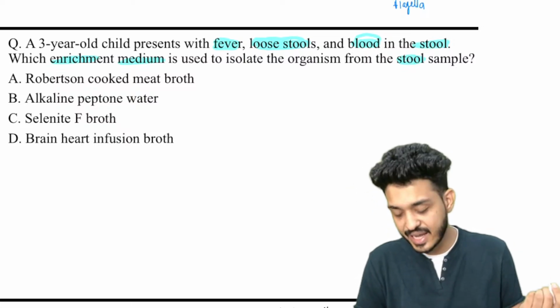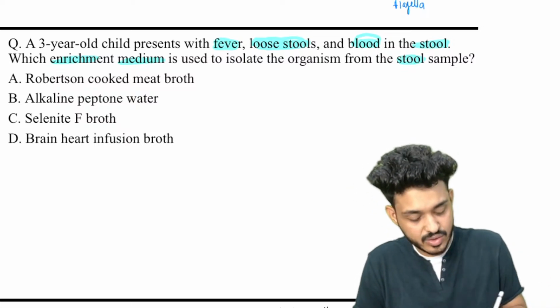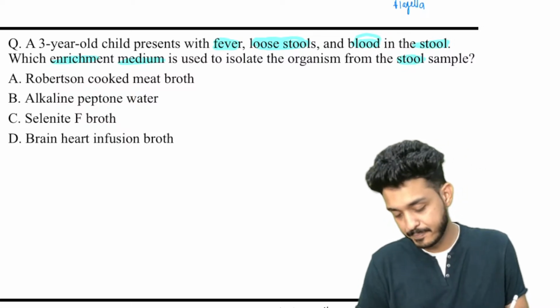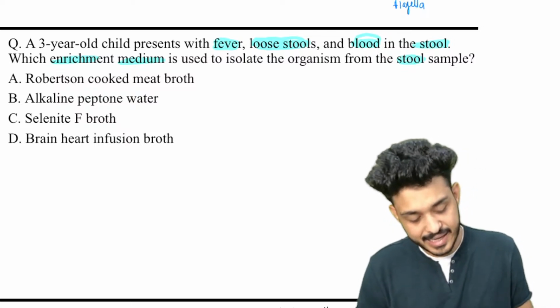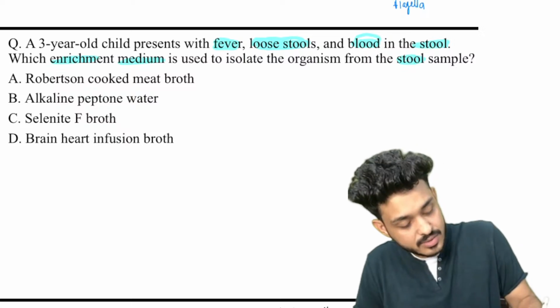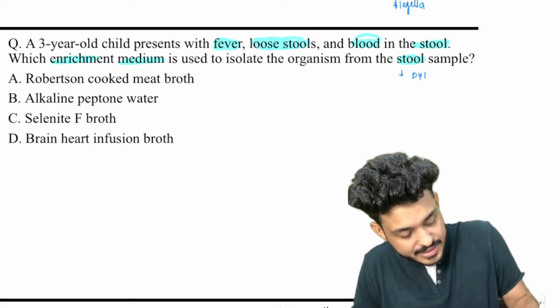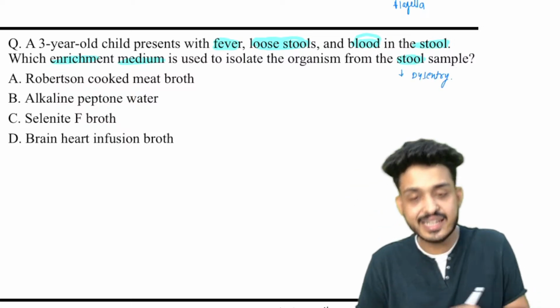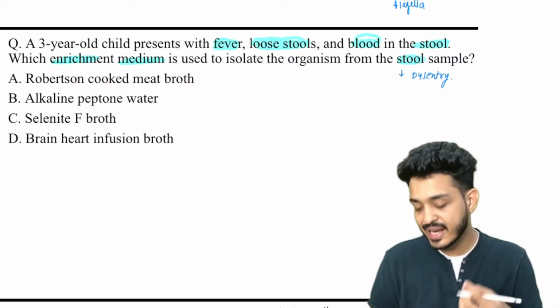What is the diagnosis, guys? Try to answer. What are you thinking? What could be the diagnosis? Selenite. Everyone is telling selenite. So that is your dysentery. This is the example of dysentery, and dysentery is due to Shigella and Salmonella.